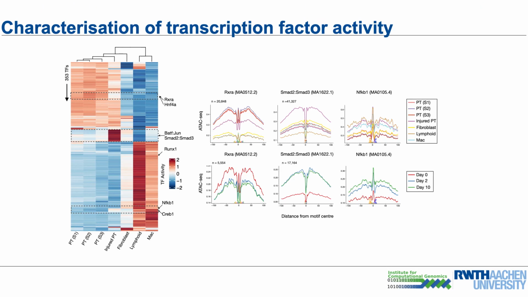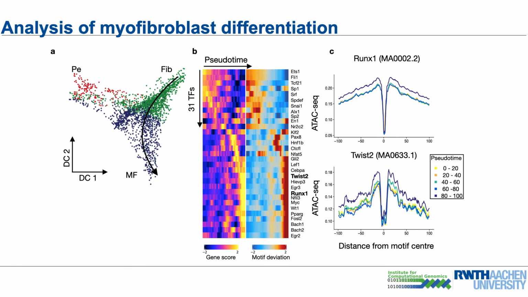So we next used HINT-ATAC to compare transcription factor activity between some cell types, and we found that the injuring proximal tubular cells have overall low factor activity. A key process in kidney injury is fibrosis, which is caused by differentiation of fibroblasts and pericytes to myofibroblasts.